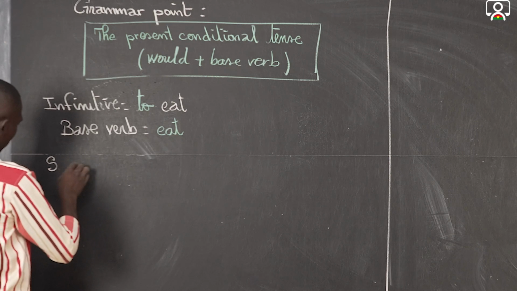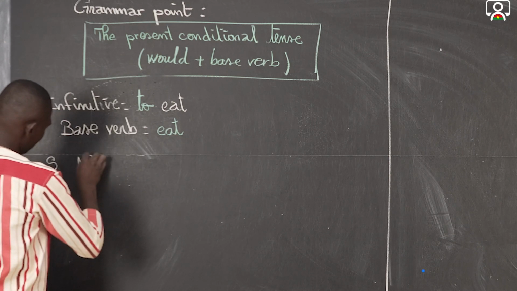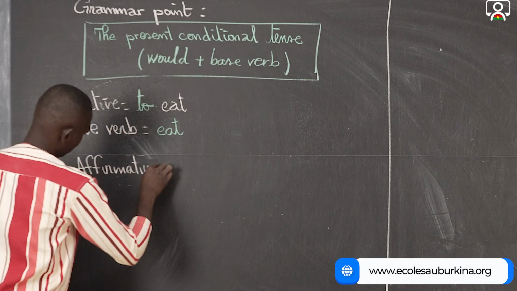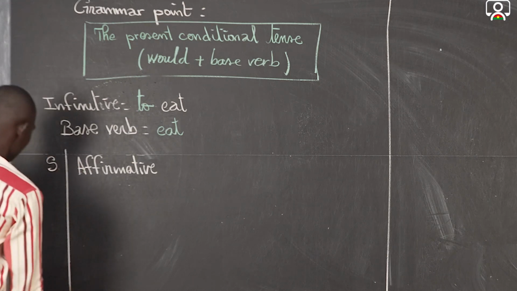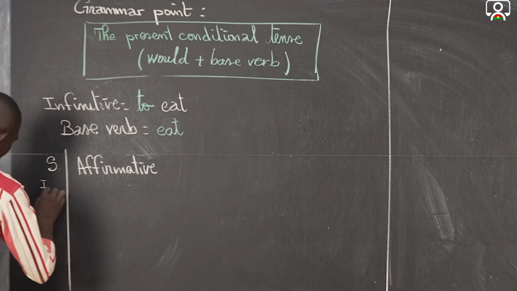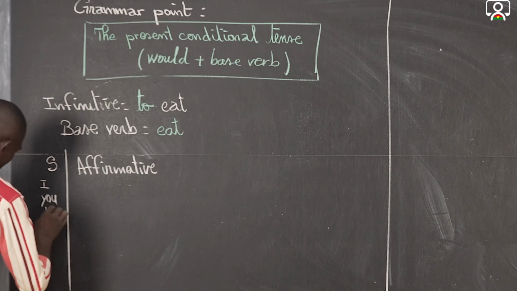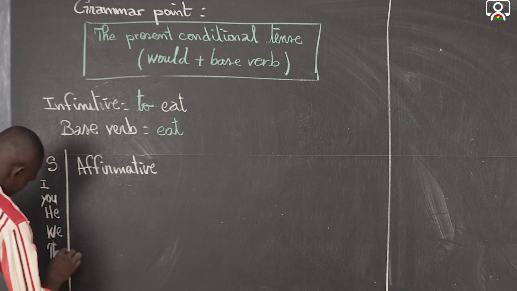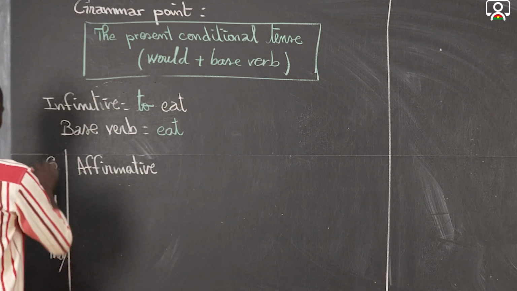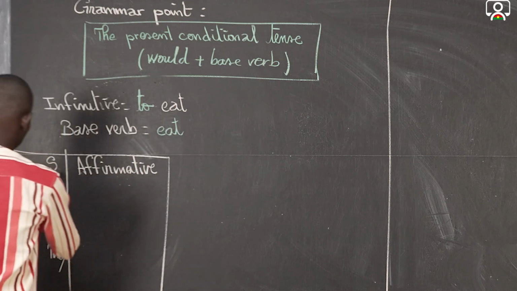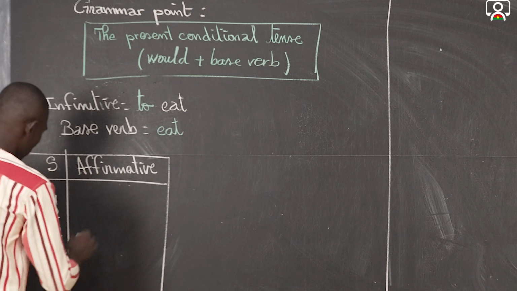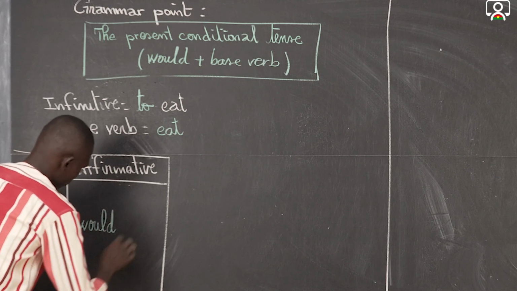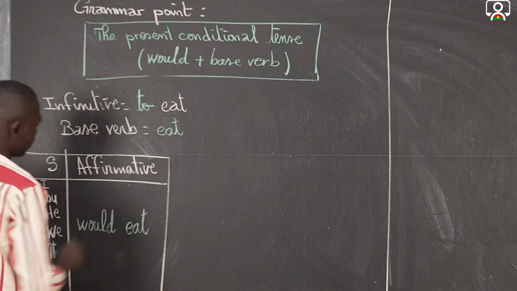You have a subject here. In the affirmative, you say I, you, he, we, they would eat. Would eat.